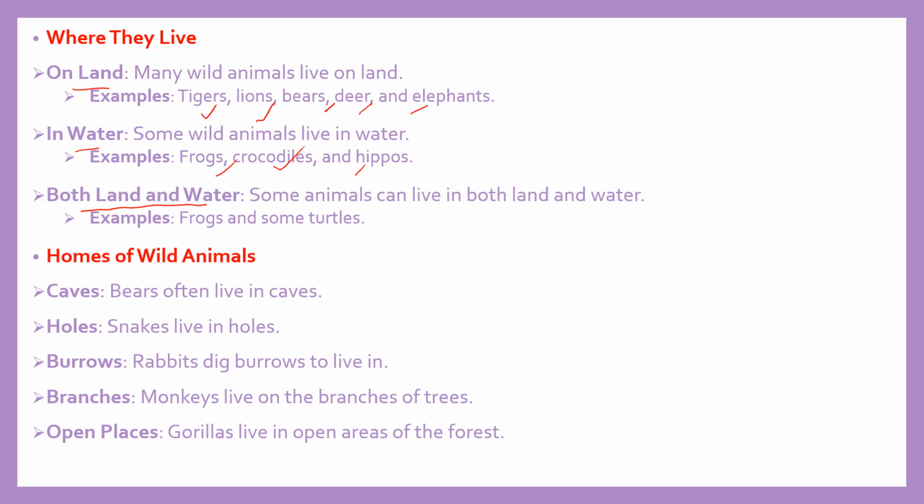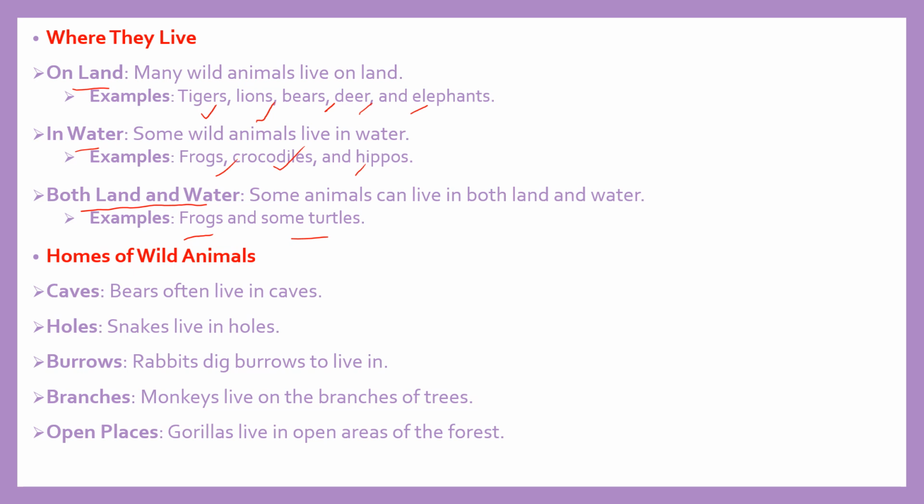So what are the examples of it? Frogs and some turtles. These types of animals can live both on land and in water. See, there are so many types of animals, and one animal can live in one place and another animal cannot live in that place. You should appreciate these differences.